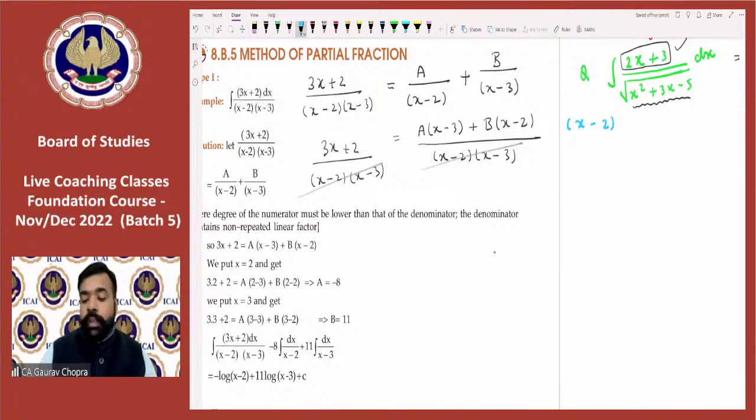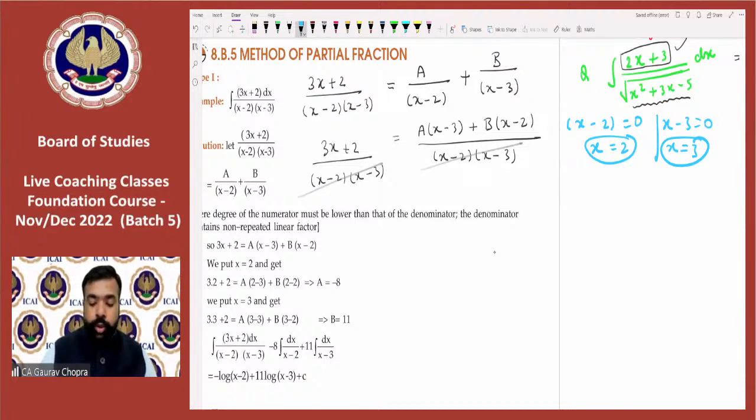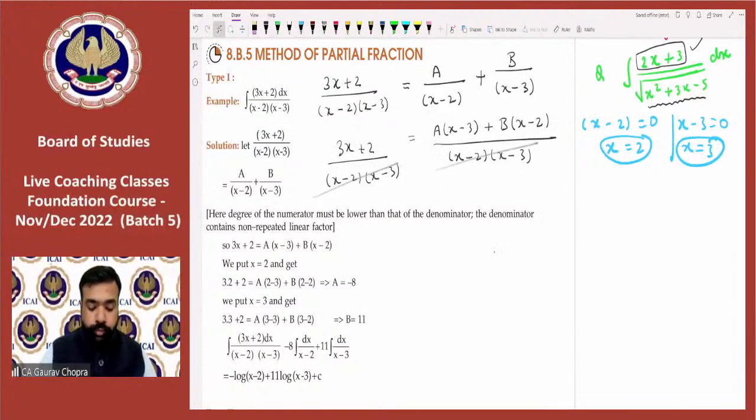the value of x minus 2 with 0. We are getting x as 2 and x as 3. We are getting two values of x. Now one by one we can insert the value and get a and b. So let us insert them and get the values.